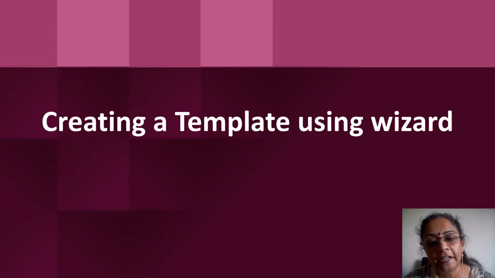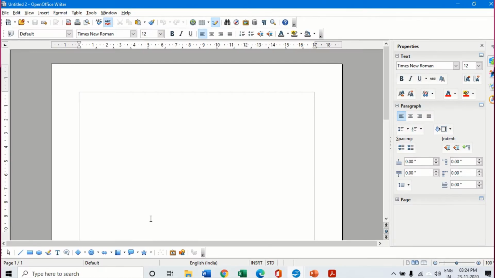Now we will look at creating templates using wizards. We already know how to make our own template, a document as our own template. Now let us understand how to make templates using already ready-made formats available, which are called wizards. We will now see how to create a template using a wizard. Wizards are nothing but step-by-step instructions to create a template with ready-made formats which are already built in or available.